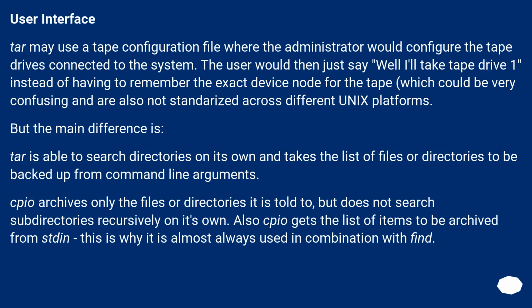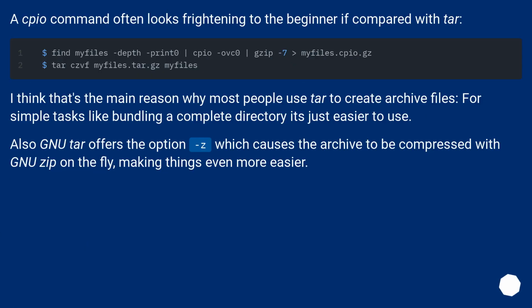Also, CPIO gets the list of items to be archived from stdin. This is why it is almost always used in combination with find. A CPIO command often looks frightening to the beginner if compared with tar. I think that's the main reason why most people use tar to create archive files. For simple tasks like bundling a complete directory, it's just easier to use. Also, new tar offers the option z, which causes the archive to be compressed with gzip on the fly, making things even easier.